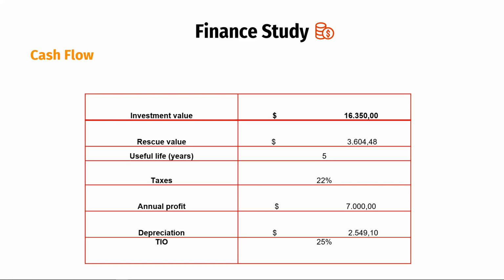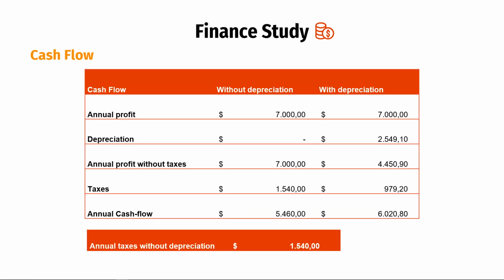The annual profit that the company has is $7,000, and with the formula we also obtain the depreciation, which is $2,549.10. The opportunity interest rate or TIO of the company is 25%. Next. Here we have the cash flow without depreciation and with depreciation.